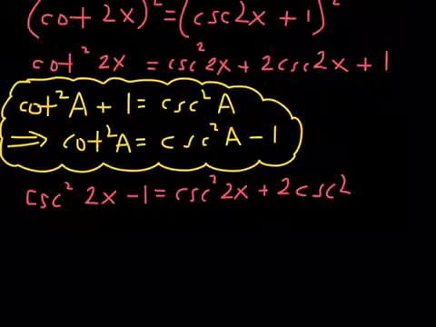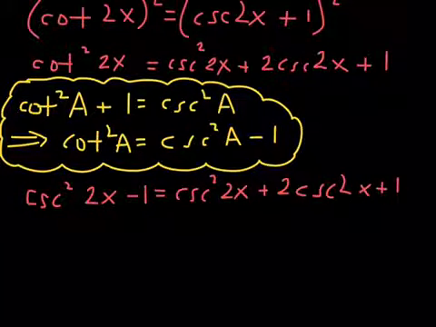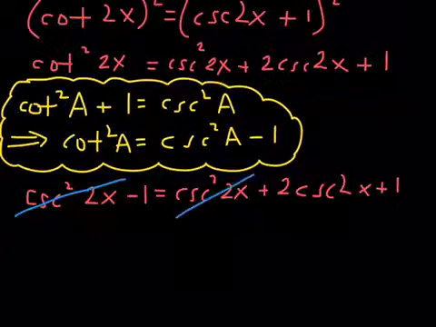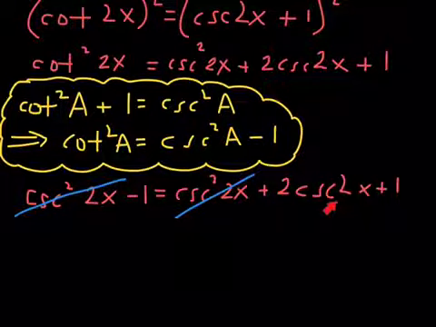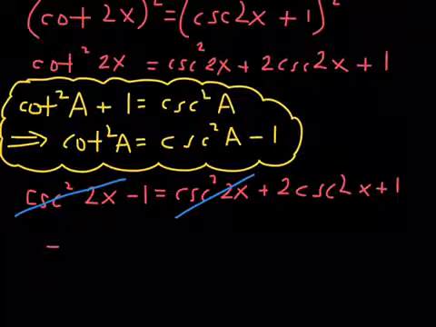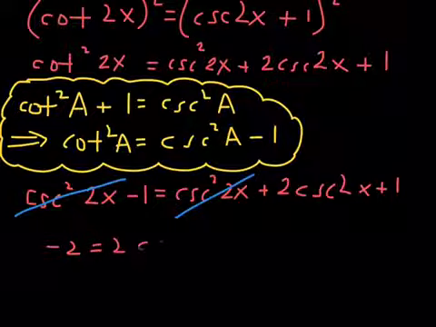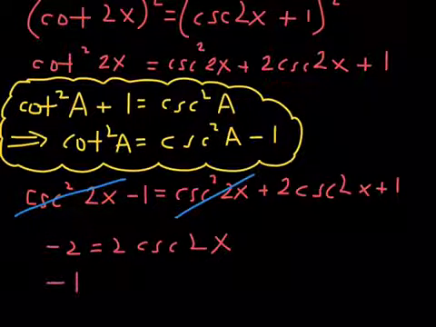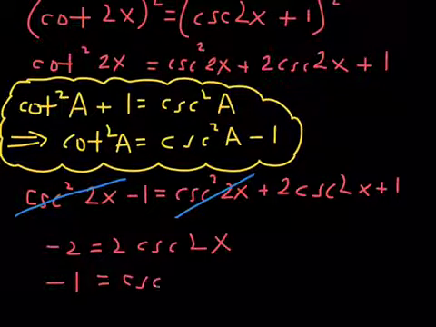Okay, now this is the cool thing here. Notice that you've got cosecant squared of 2x on the left-hand side and cosecant squared of 2x on the right-hand side, so this whole equation is now written in terms of just cosecant of x and cosecant of 2x. I'm going to subtract 1 from both sides. When I do, I get negative 2 is equal to 2 times cosecant of 2x. When I divide both sides by 2, I get negative 1 is equal to cosecant of 2x.